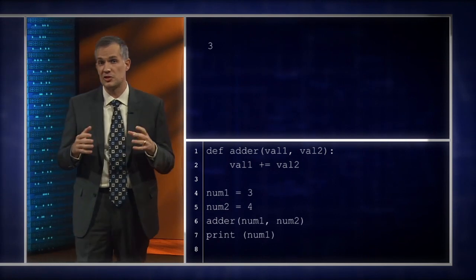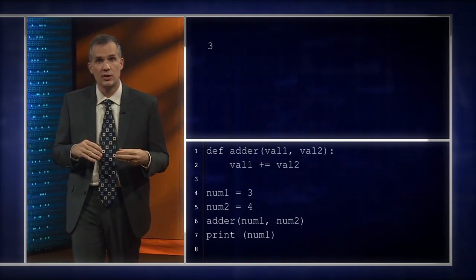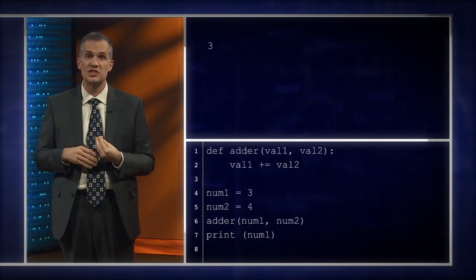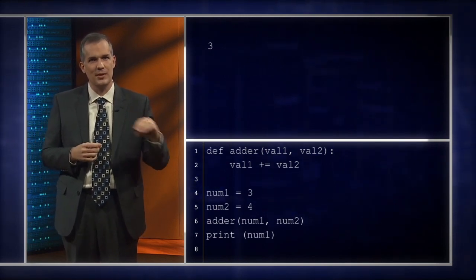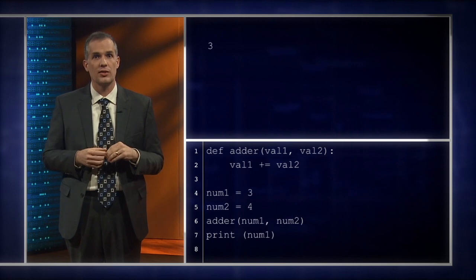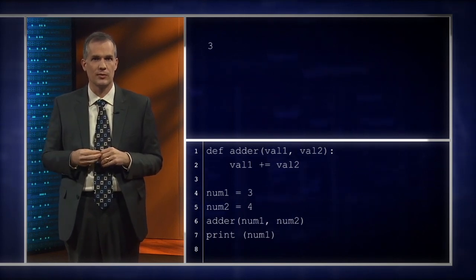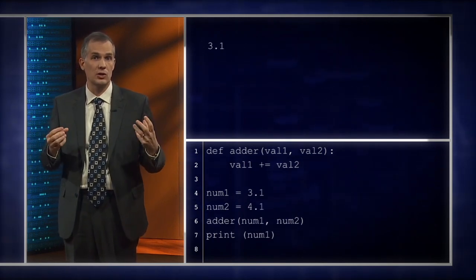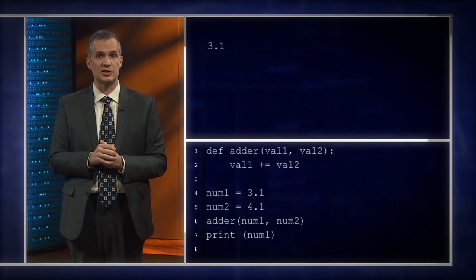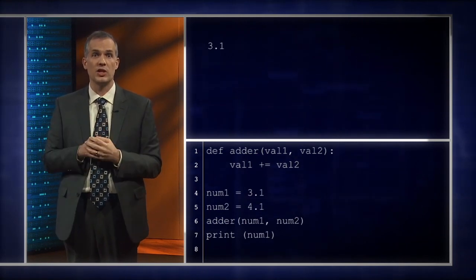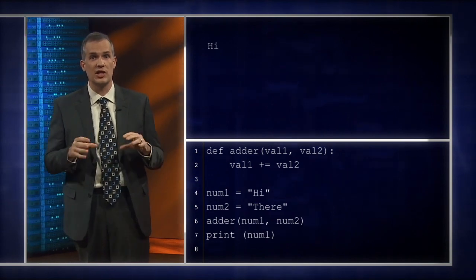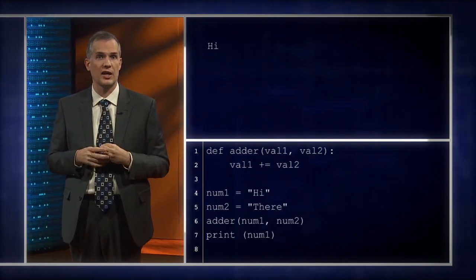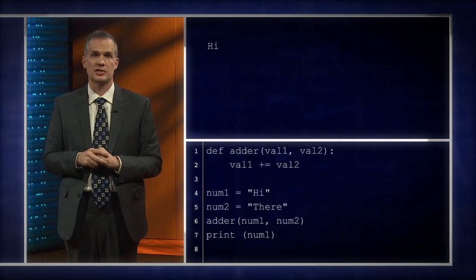Well, the integers don't change when we call the function. So, printing num1 still gives 3. Remember that we make a copy of the values when we call the function, and those are what's used in the function itself. If we used floats, we'd get the same results. And the same thing if we used strings. Notice that in all those cases, nothing changes to the parameters on the calling side. They're immutable data types.